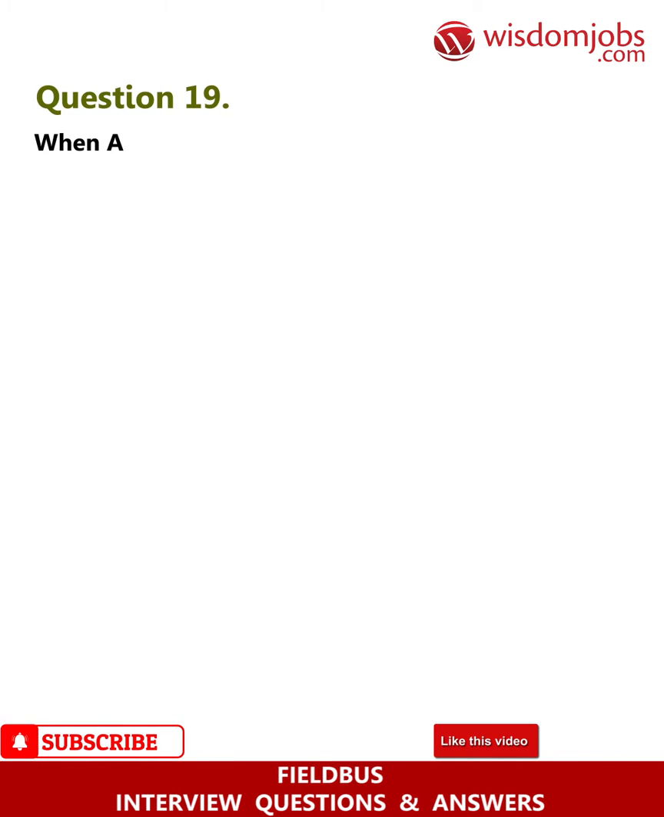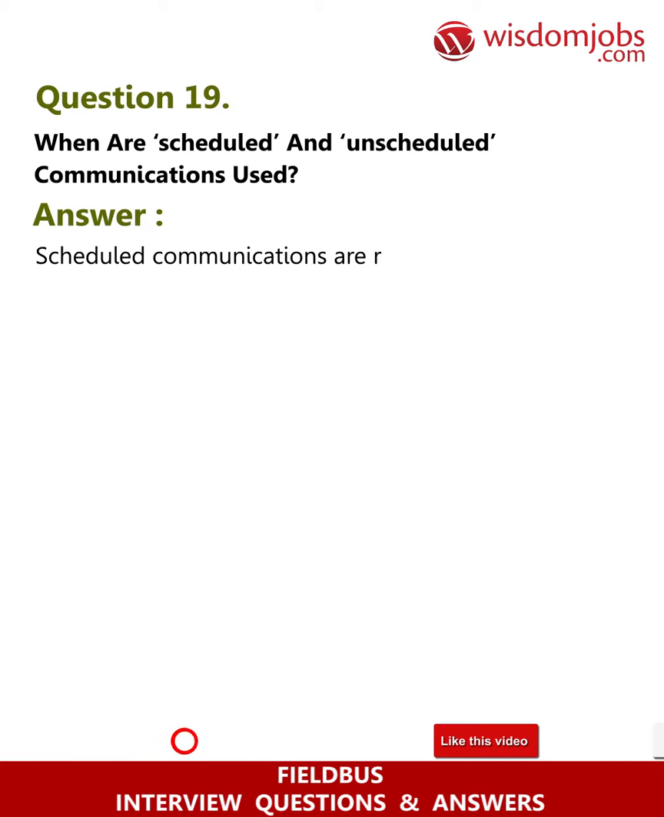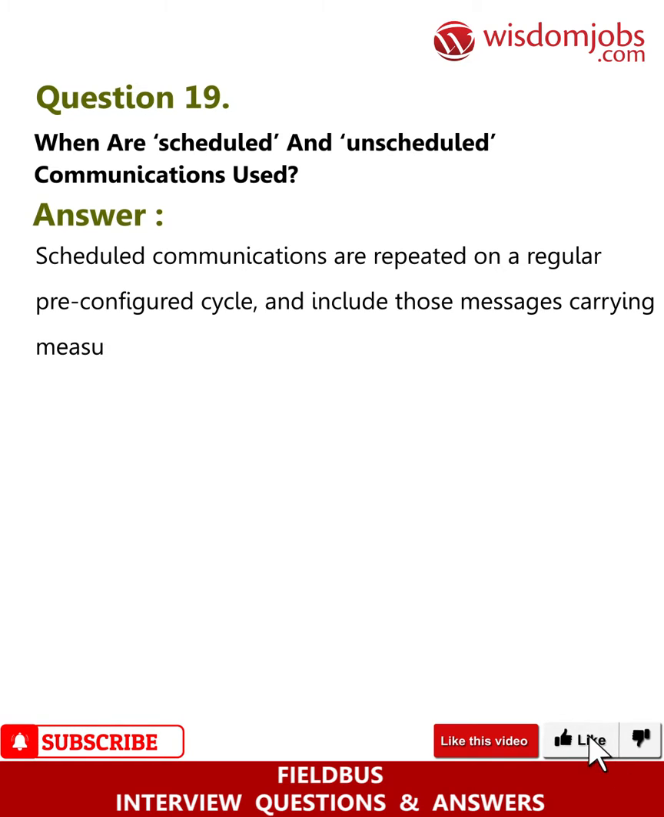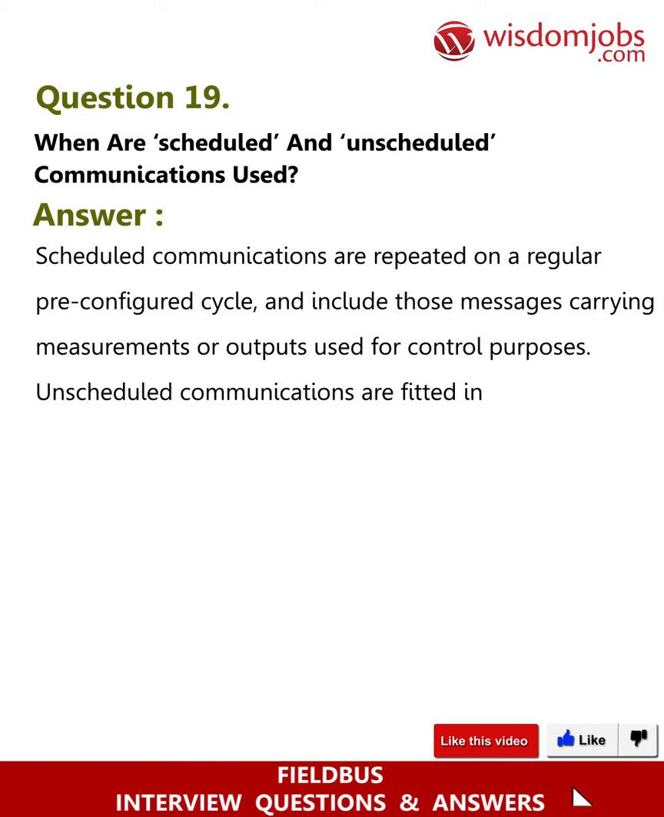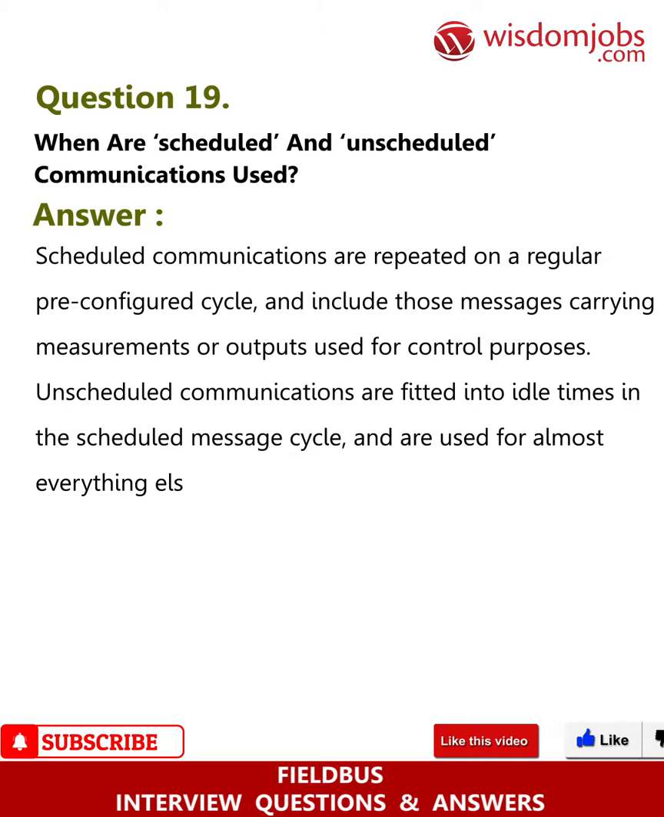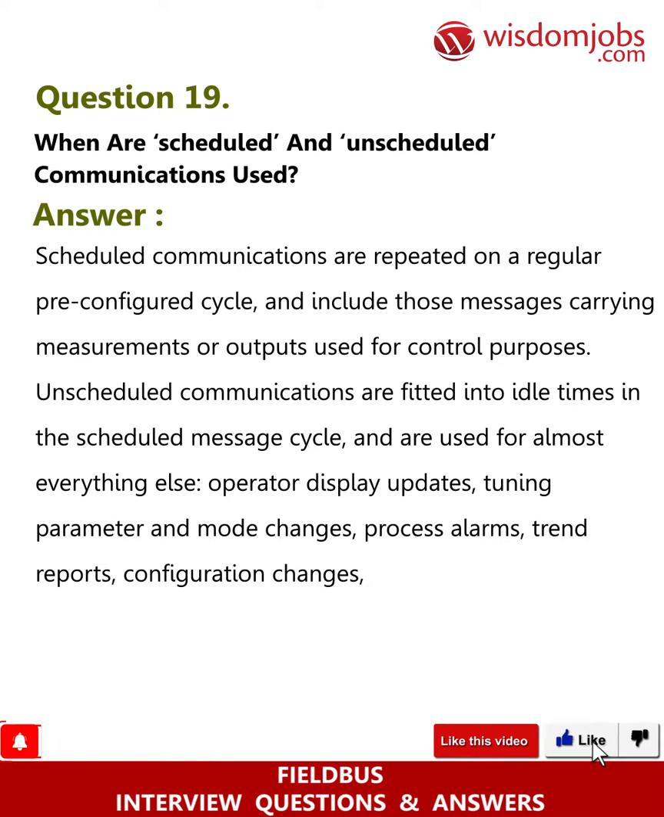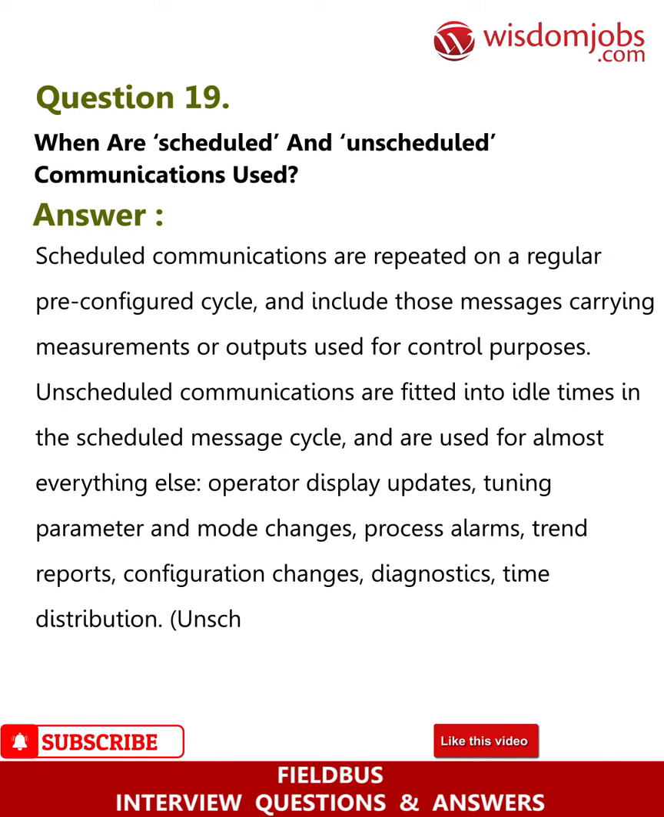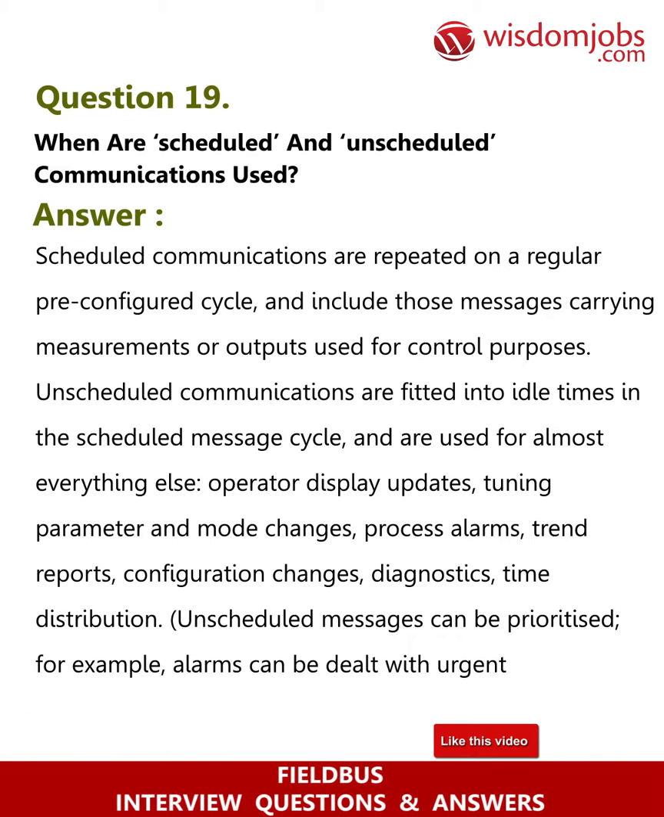Question 19. When are scheduled and unscheduled communications used? Answer. Scheduled communications are repeated on a regular pre-configured cycle and include those messages carrying measurements or outputs used for control purposes. Unscheduled communications are fitted into idle times in the scheduled message cycle and are used for almost everything else: operator display updates, tuning parameter and mode changes, process alarms, trend reports, configuration changes, diagnostics, time distribution. Unscheduled messages can be prioritized. For example, alarms can be dealt with urgently.